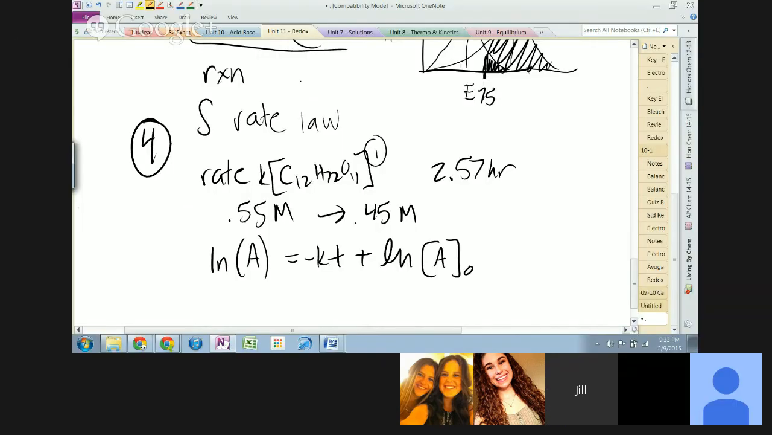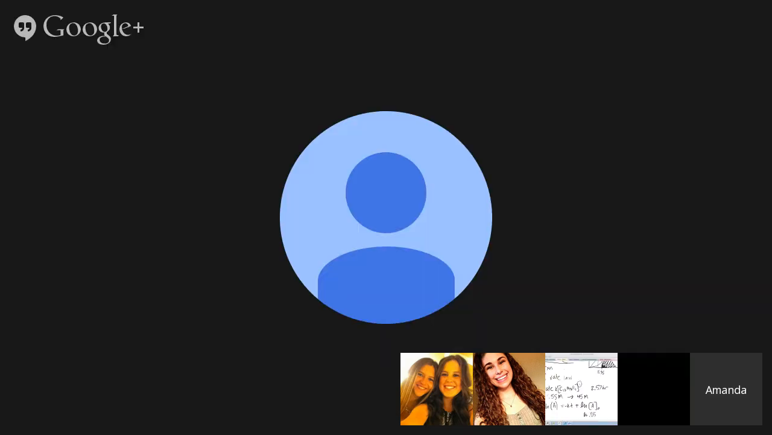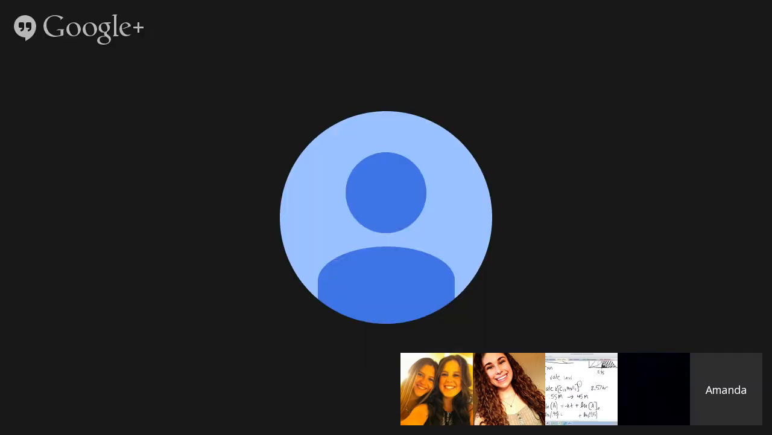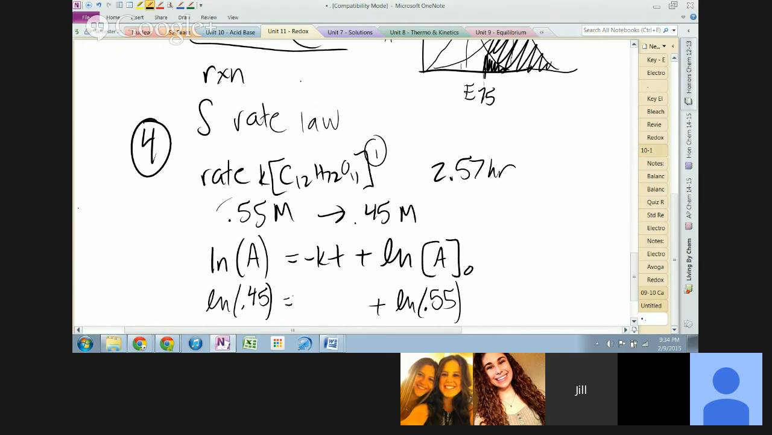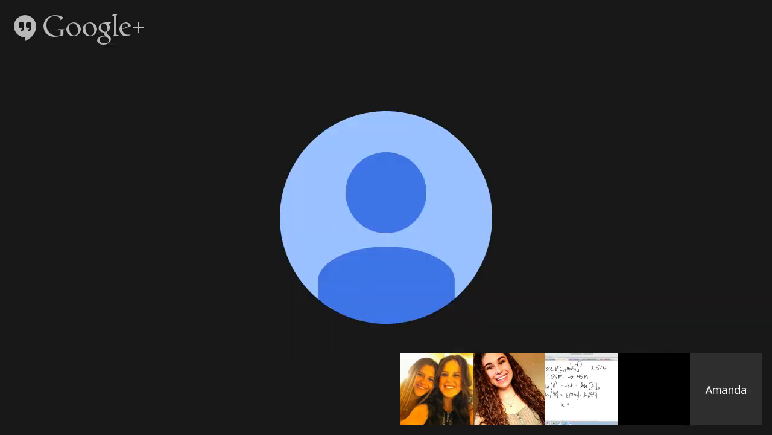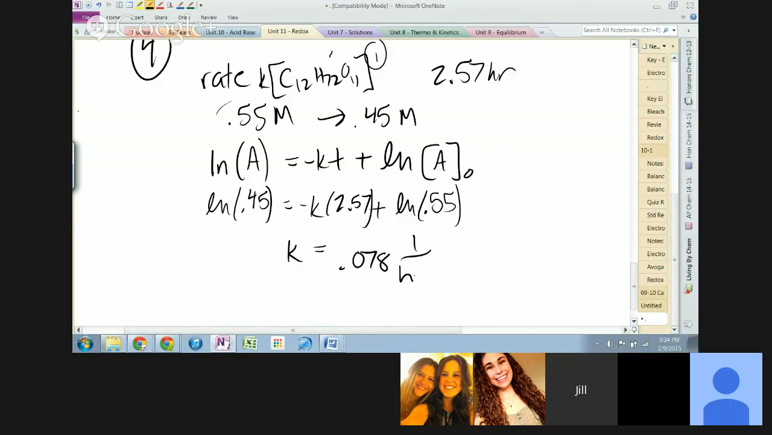You just plug in the numbers that you're given. Initially the concentration was 0.55, and the natural log of your final concentration would be natural log of 0.45. The k value you're not given. Wait, hold on, I'm looking at the wrong problem now. You're trying to find the rate constant, and you know time. It was 2.57 hours, so you can solve for k. Looks like k would be 0.078, unless Mr. G made a math error on his answer key.